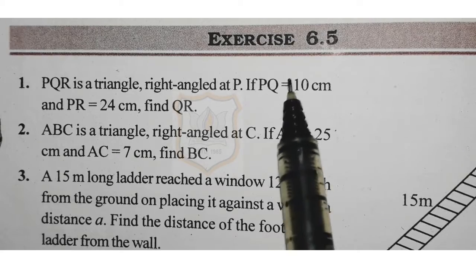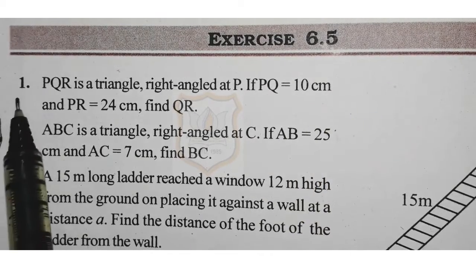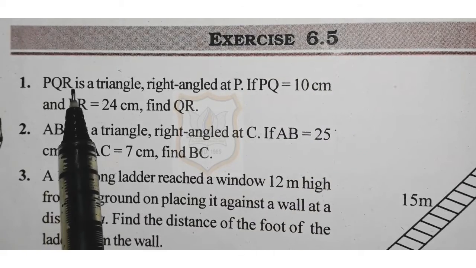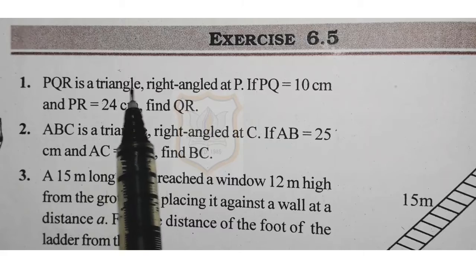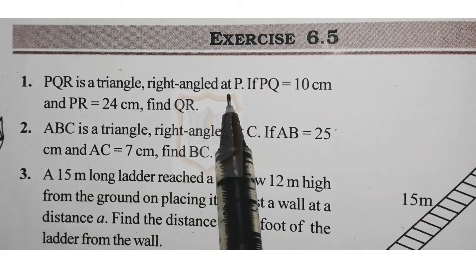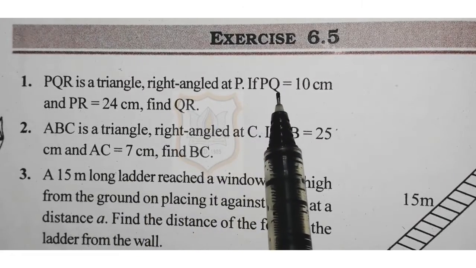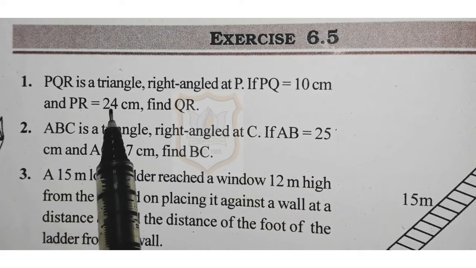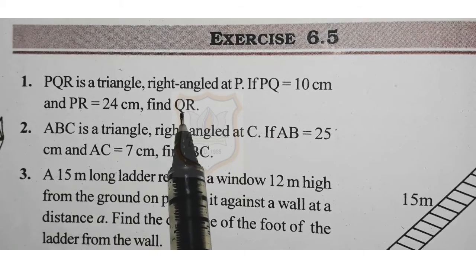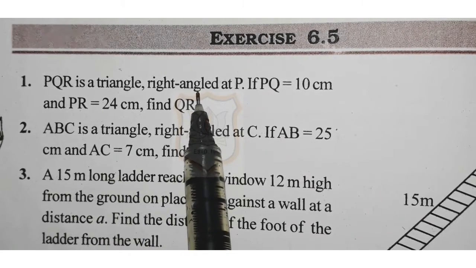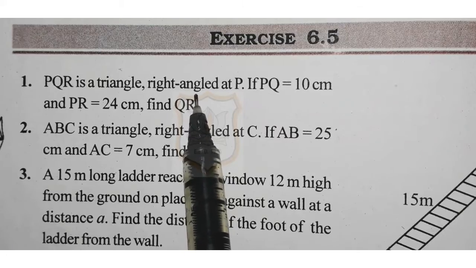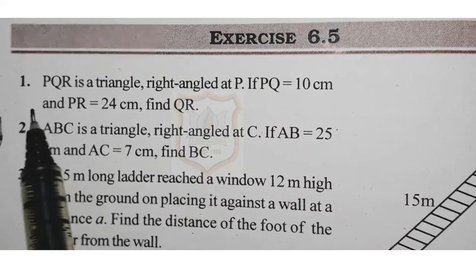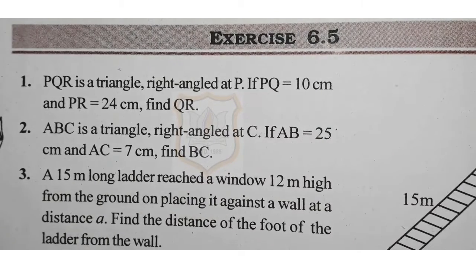Students, let's solve exercise 6.5. First question of exercise 6.5: PQR is a triangle right angled at P. If PQ is equal to 10 centimeter and PR is equal to 24 centimeter, find QR. To solve this sum, first we have to draw the figure, then only we can solve this sum.